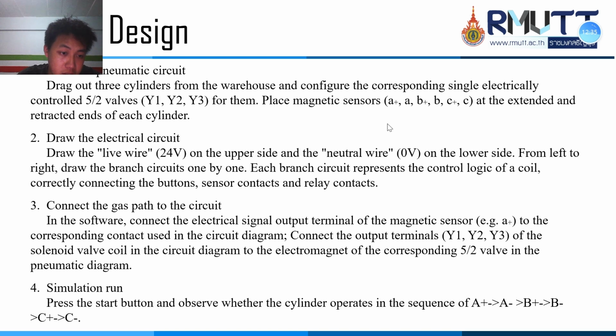The third part is to connect the gas path to the circuit. In the software connection, connect the electronic signal output terminal of the mechanical sensor to the corresponding contact in the circuit diagram. Connect the output terminals Y1, Y2, Y3 of the solenoid valve coil in the circuit diagram to the electronic net of the corresponding 5/2 valve in the pneumatic diagram.